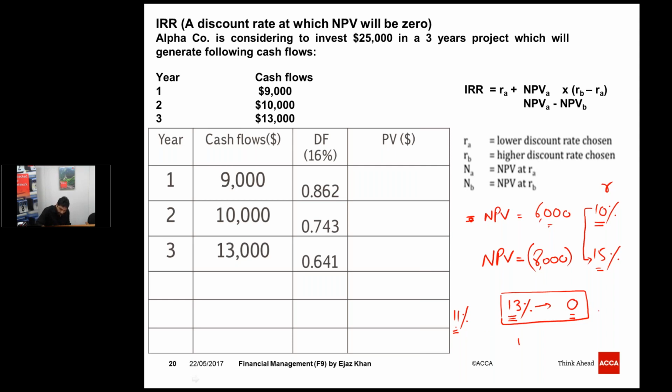Okay, if I tell you that my cost of capital is 14%, forget about 11%, should we accept this project? Yes, we should reject this project because what we need is 14% and what the project is generating is 13%. So what we have to do is to find out for any project the rate at which its net present value will be 0.